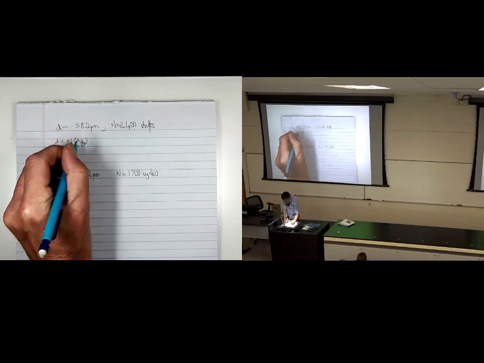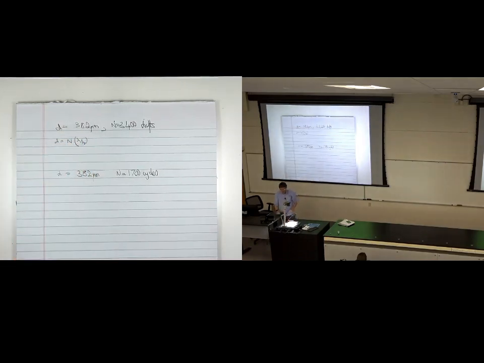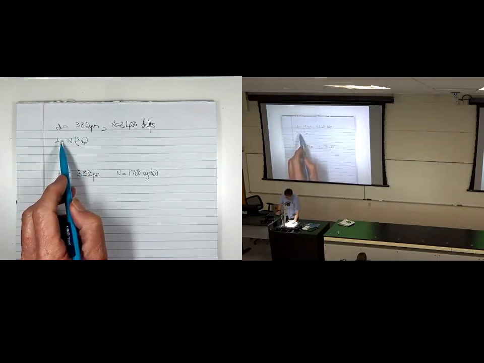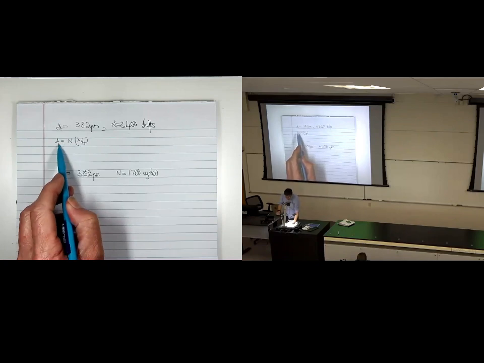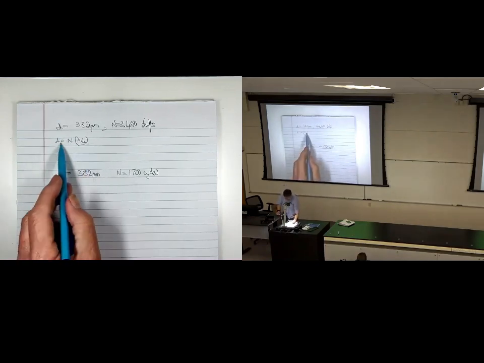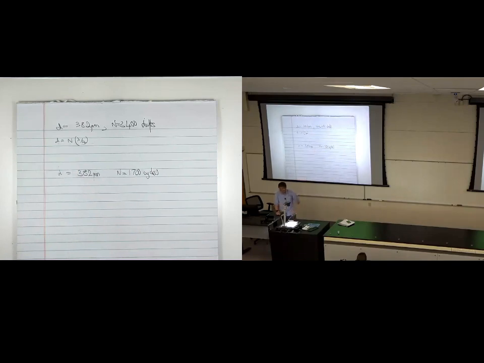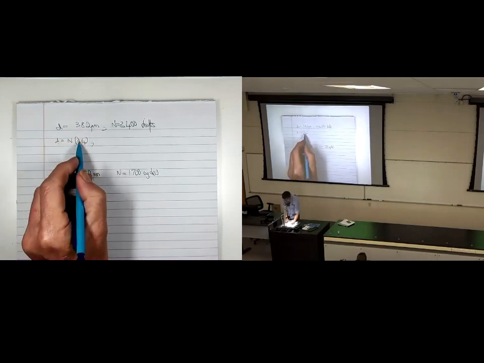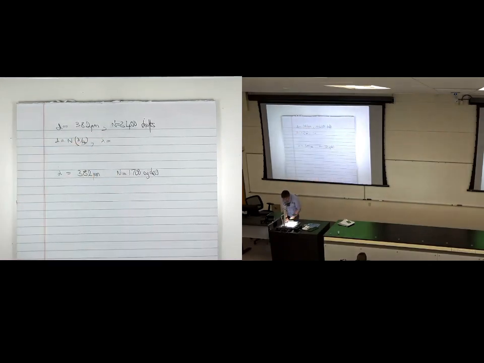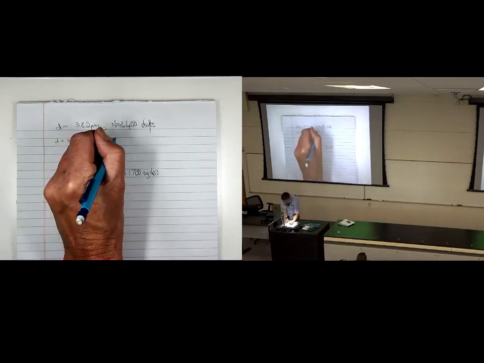You get one fringe shift when you move the mirror by a quarter of a wavelength. If you get n fringe shifts from a distance of moving the mirror d, then this is the relationship between the wavelength and the distance you move the mirror and the number of fringe shifts. Now, we want to solve this for the wavelength, so I've just got to rearrange it. I've got to multiply by 4 and divide by n.